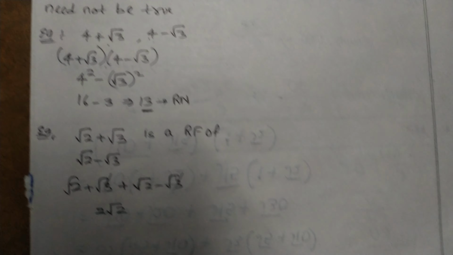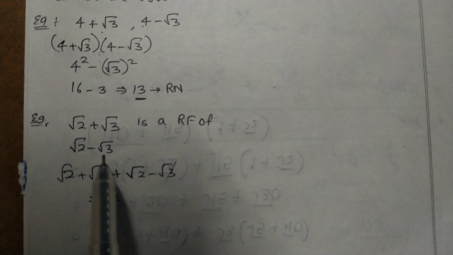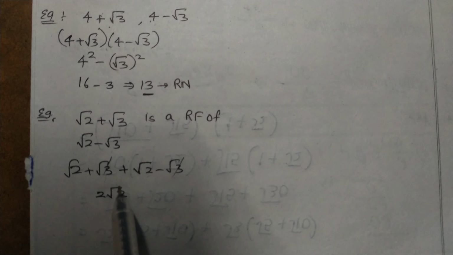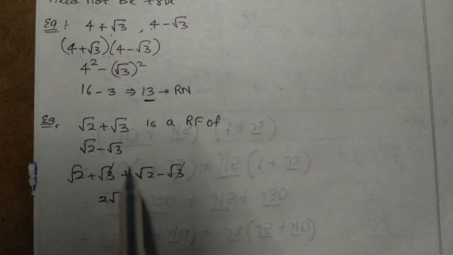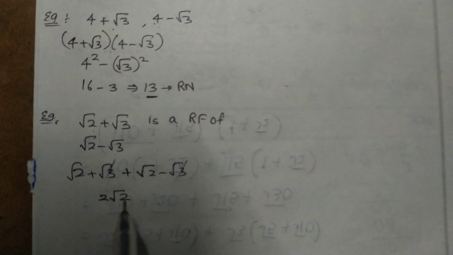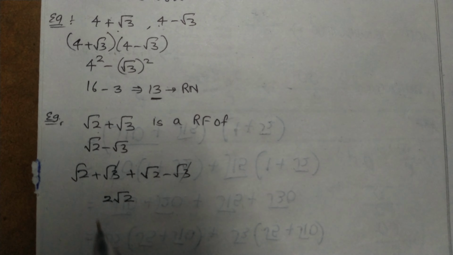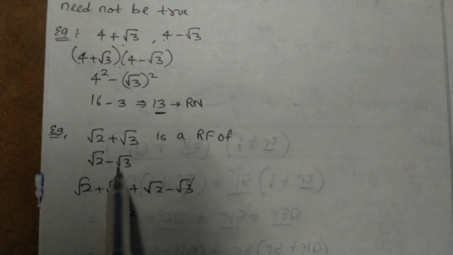Okay, so 2 root 2, suppose, what is the meaning here? If you are doing the summation of these two, listen carefully, we got 2 root 2. Now what is the meaning of that? 2 root 2 is not a rational number. That's why it is not a conjugate.